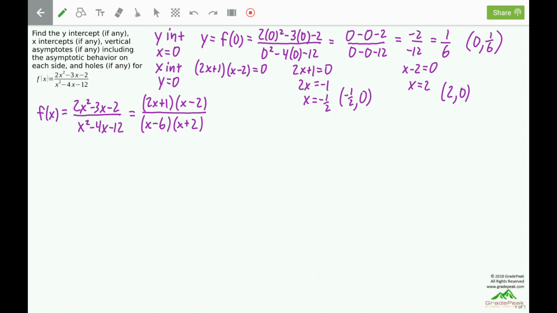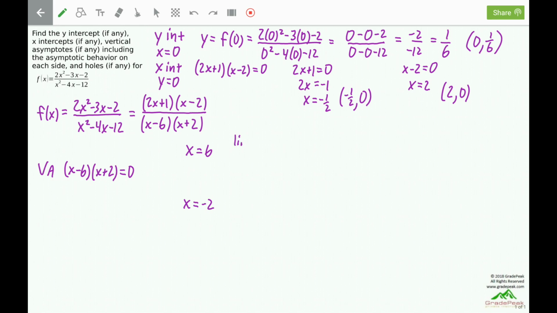x-intercepts. The vertical asymptotes are found by taking the denominator that's left over after factoring and fully canceling and setting it equal to 0 and solving for all x's that make that 0. That will give x equals 6 and x equals negative 2. We now want to analyze the asymptotic behavior on each side of these.